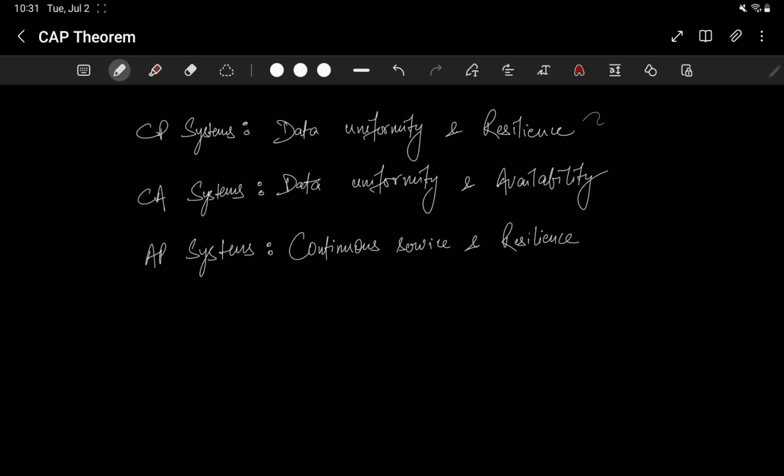Let's take a real world example. So CP, what kind of databases ensure CP? PostgreSQL. Mostly SQL databases ensure CP. They want consistency because of the transactional guarantees that they have to provide. AP systems are systems like Cassandra or DynamoDB.